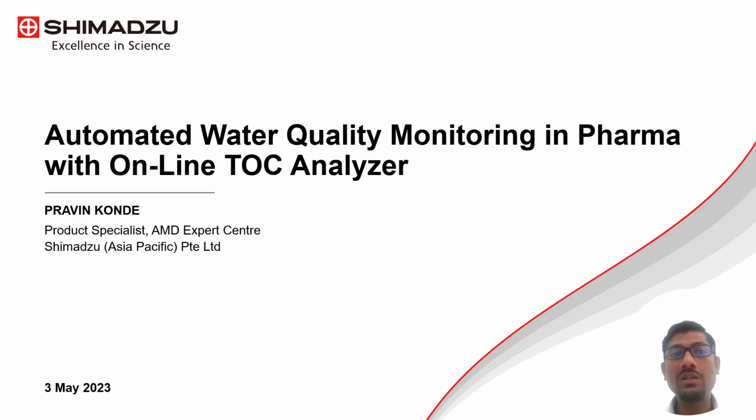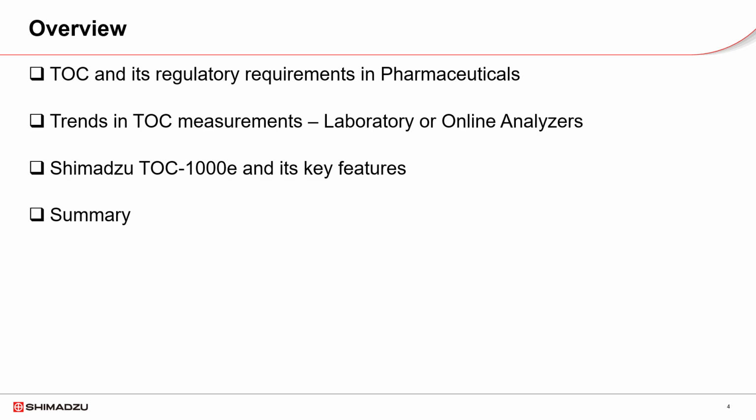Let's discuss TOC as a powerful tool for water quality monitoring in pharmaceuticals. This presentation consists of three parts as shown here. First, we will discuss what TOC is and its regulatory requirements in the pharma segment pertaining to TOC analysis. Then we will compare lab type and online type TOC analyzers in view of the latest trends. Finally, we will learn about Shimadzu TOC-1000D and its use in pharmaceutical water quality monitoring.